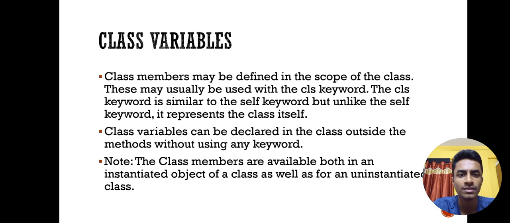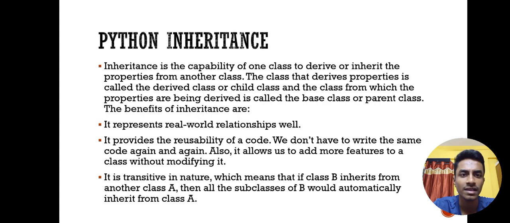Now moving to class variables, class members may be defined in the scope of the class. These may usually be used with the cls keyword. The cls keyword is similar to the self keyword, but unlike the self keyword, it represents the class itself. Class variables can be declared in the class outside the methods without using any keyword. Note, the class members are available both in an instantiated object of a class as well as for an uninstantiated class.